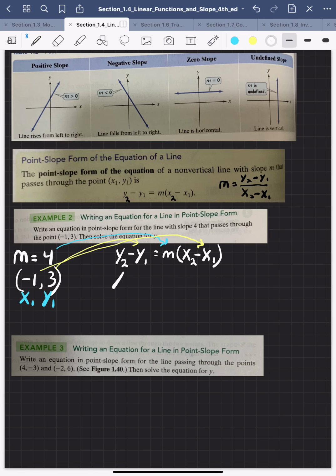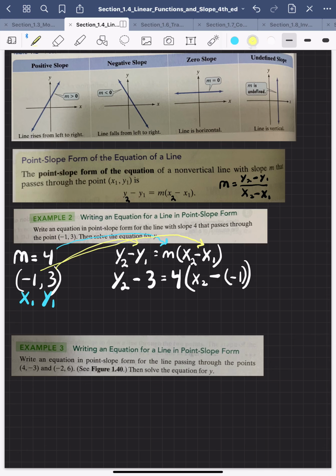Let's do it. So what's left? Well, that's y sub 2 minus, well, what is y sub 1? It's just 3. And that's going to be equal to m, which is 4, multiplied by x sub 2 minus x sub 1. And what is x sub 1? Well, x sub 1 is negative 1.